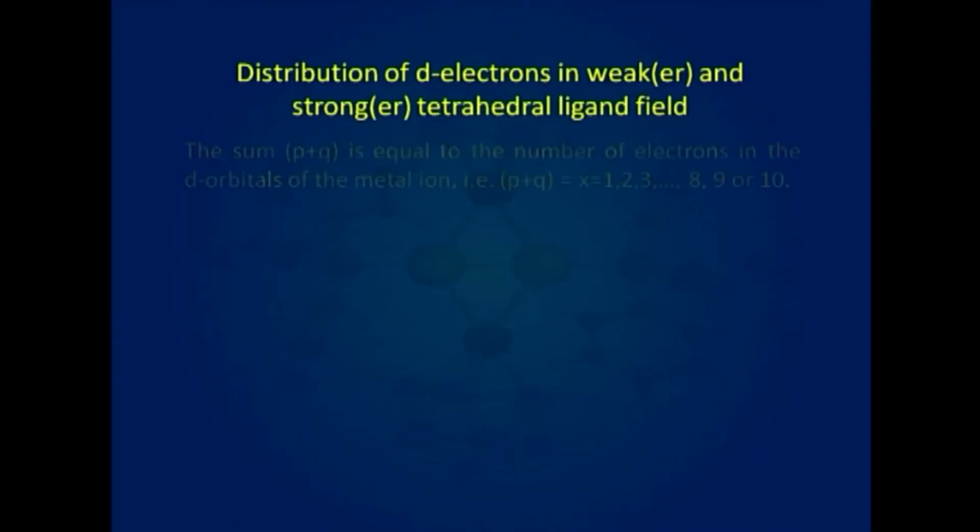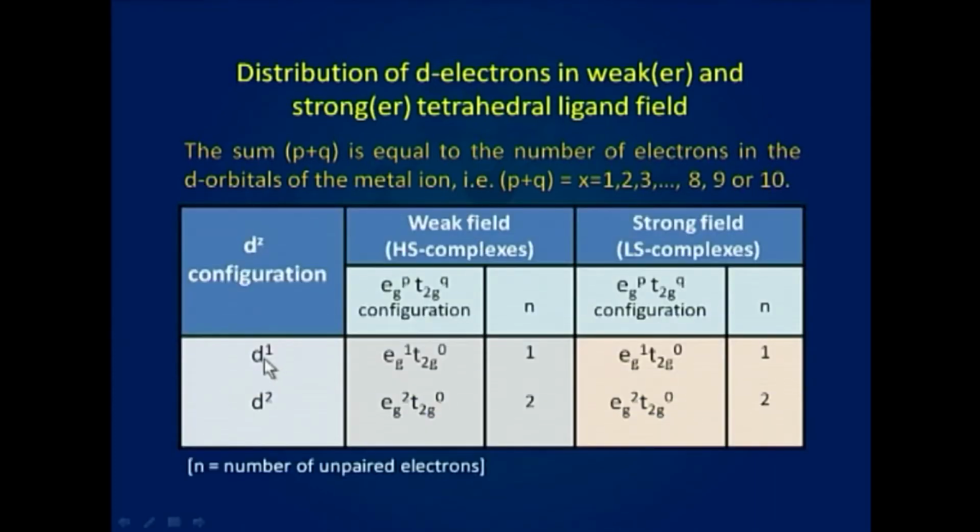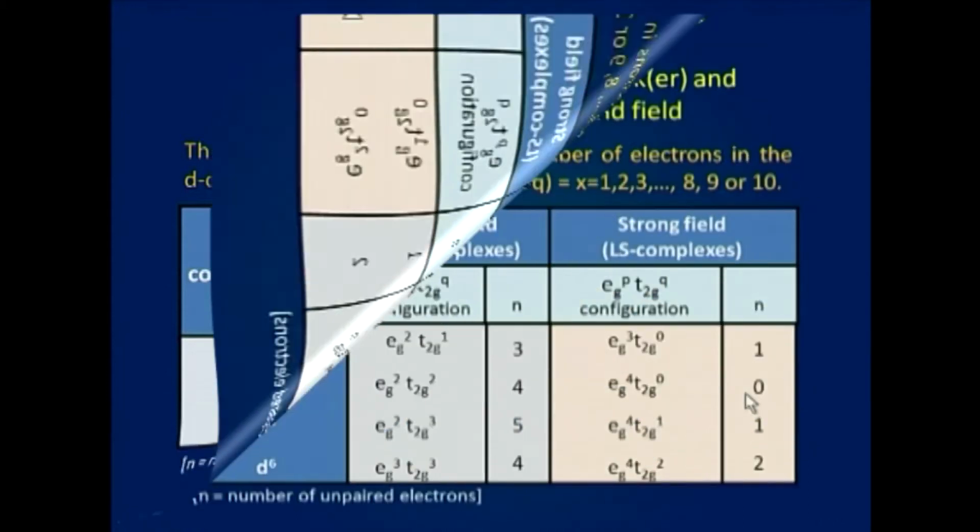The distribution of d electrons in the t2g and eg levels in a central ion surrounded by tetrahedral ligands exerting weaker and stronger fields is shown in this table. Here you can see for d1 and d2 configuration, the distribution of electrons in eg and t2g levels is the same for high spin complexes as well as for low spin complexes. Therefore, the number of unpaired electrons for both is also similar.